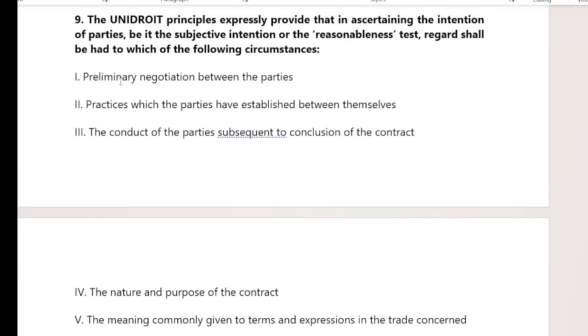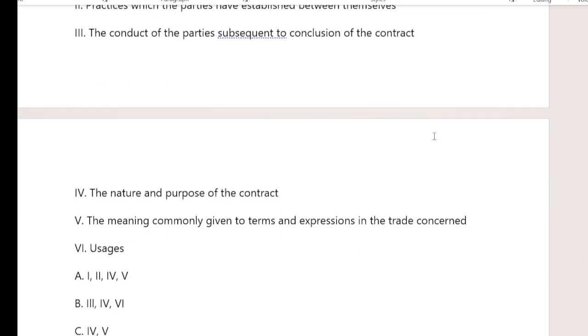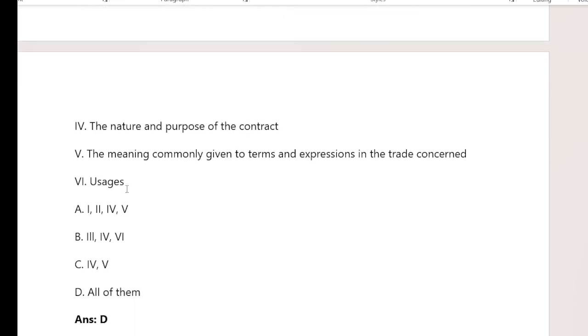Statement first is preliminary negotiation between the parties, and the second statement is practice which the parties have established between themselves, and the third statement says the conduct of a party subsequent to conclusion of the contract. And next is the nature and the purpose of a contract, and the next is the meaning commonly given to the term and expression in the trade concern, and the next is usages.